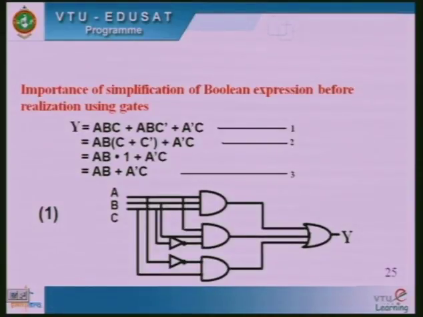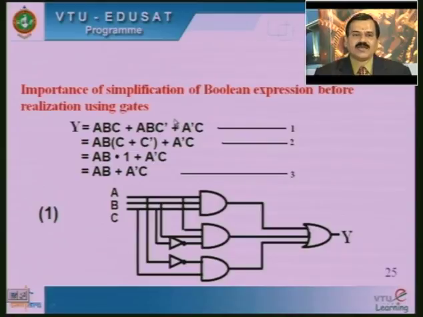Now, the importance of simplification of a Boolean expression before realization using gates. See here, the value Y is given as ABC plus ABC complement plus A complement C. The dash mark is also taken as complement, as we have already seen; we can represent it either bar-wise or dash-wise. So with this value, if you directly realize the Boolean expression using logic gates, how can it be done?